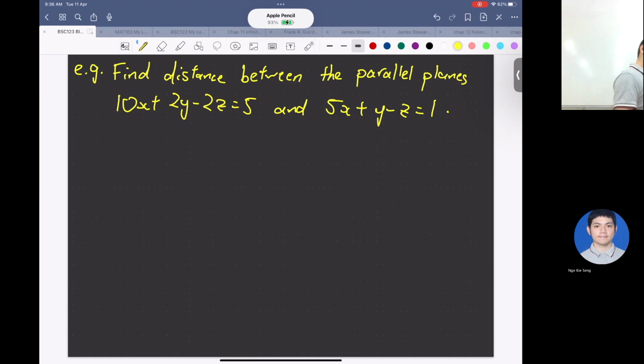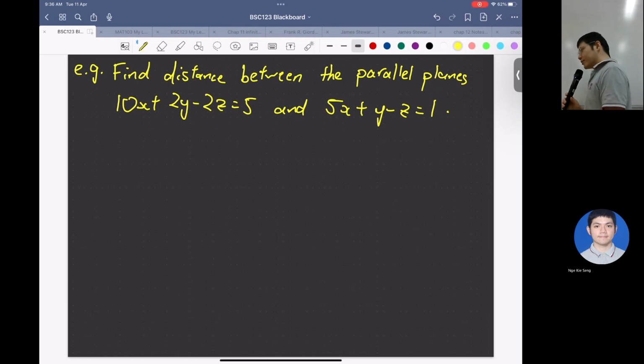One difficulty of this class is, I guess, first the concepts, and second, meshing these concepts together. For example, this question: find the distance between two parallel planes. I give you two planes, they are parallel, and I want to find the distance. But what I taught in class just now only tells you that, given a plane and a point, you can find the distance, correct? So now it's two planes. What to do? Where to get the point?